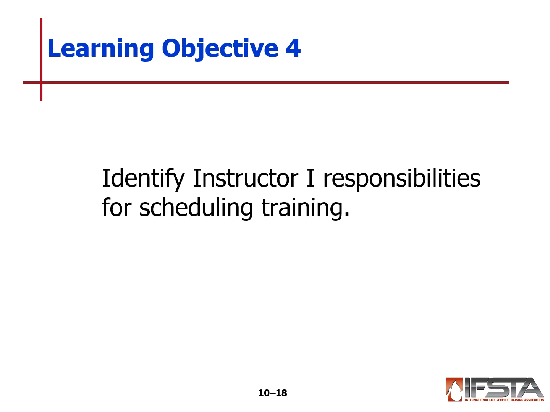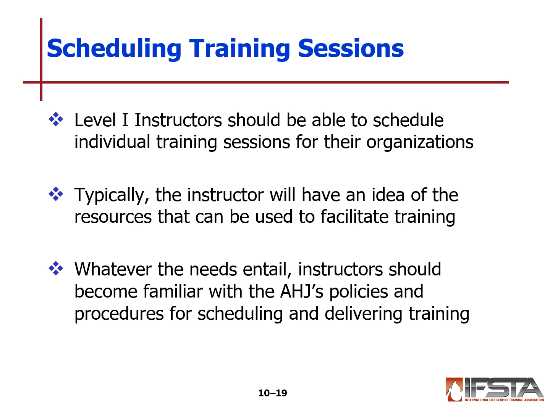Learning Objective 4. We're going to identify Instructor 1 responsibilities for scheduling training. Level 1 instructors should be able to schedule individual training sessions for their organizations. Typically, the instructor will have an idea of the resources that can be used to facilitate training. Whatever the needs entail, instructors should become familiar with the authority having jurisdiction's policies and procedures for scheduling and delivering that training event.